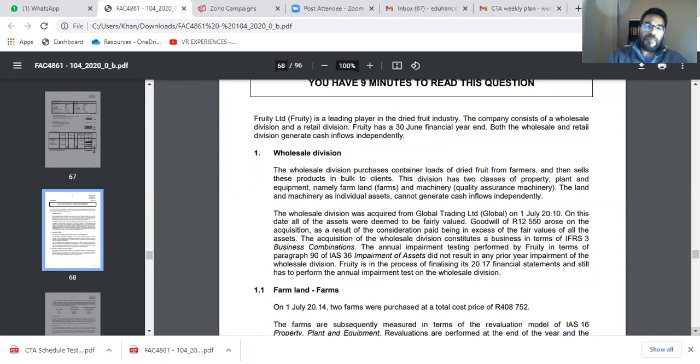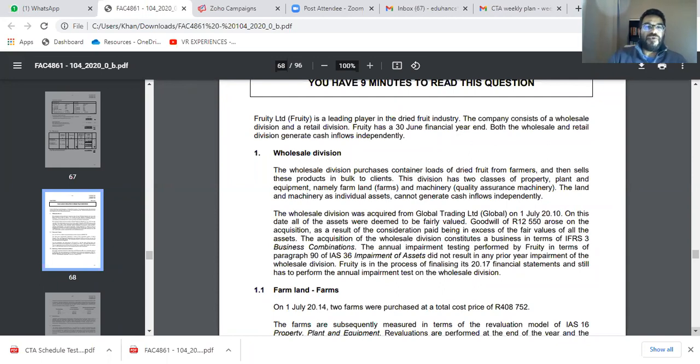Because you have to test goodwill for impairment annually, you will, by default, have to test the wholesale division for impairment annually. So just think about this. Because goodwill has to be tested for impairment annually, and because goodwill cannot generate cash inflows independently, impairment cannot be tested on goodwill as an individual asset.